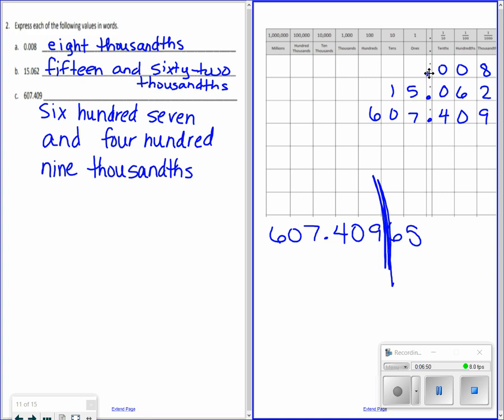Now, I was, what? Naming them? I don't know.